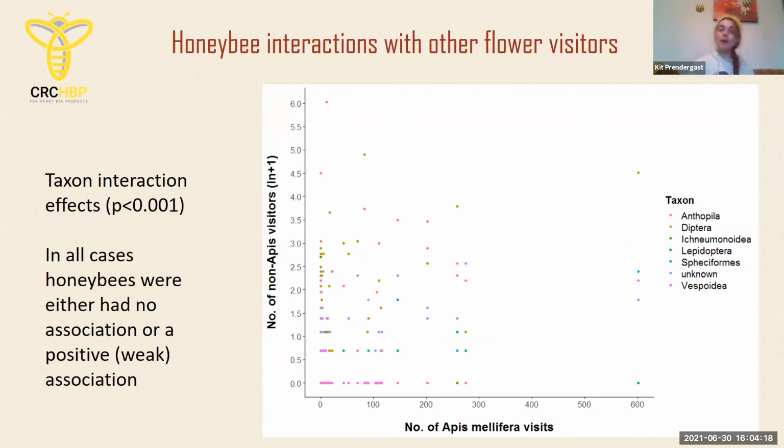In one of my papers, I found that ecological traits really influence whether honeybees compete with native bees or not. But when I looked at the different insect taxa and their relationship to honeybee abundance, they all exhibited either no association or weak positive association. So again, no evidence for actual negative impacts of honeybees on any of the taxa, despite high overlap.